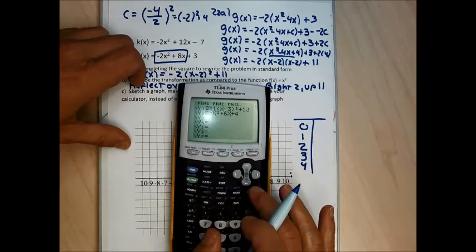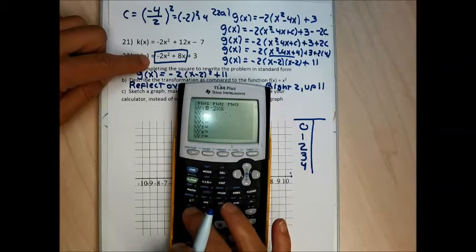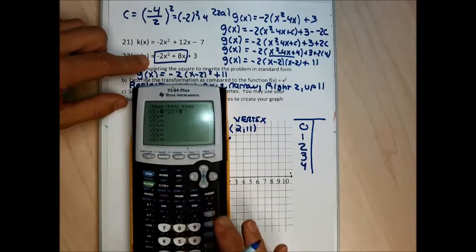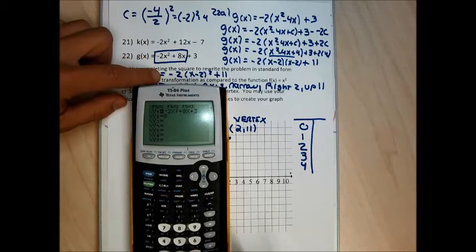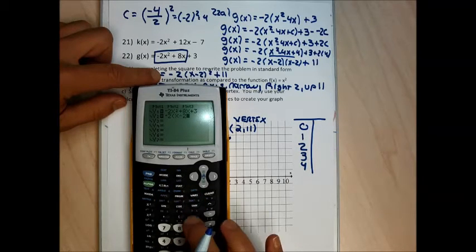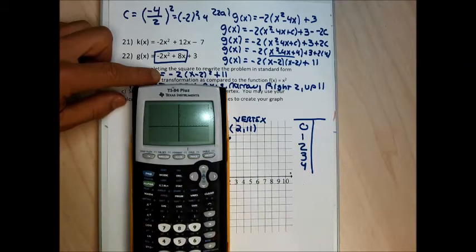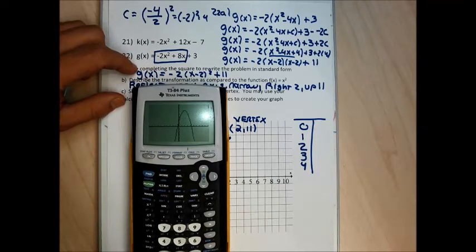So y equals, clear, clear. The initial function is negative 2x squared plus 8x plus 3. And my answer to part A is negative 2 times x minus 2 squared plus 11. And now graph it, make sure I only see one graph. If I see two graphs, I've made a mistake. I only see one graph.